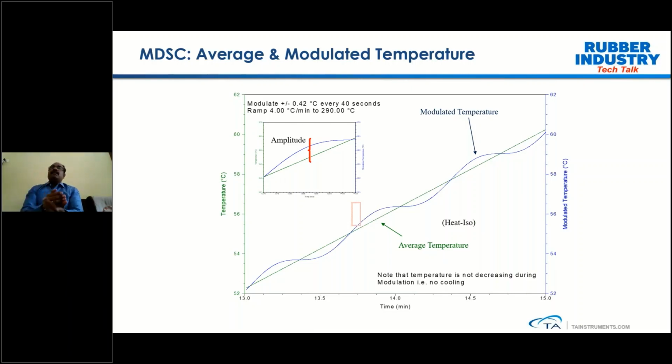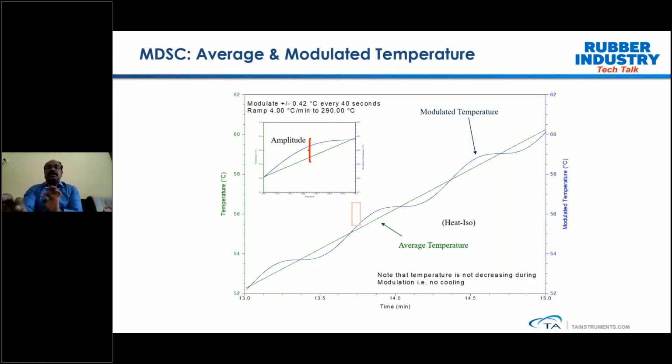In MDSC, again just like modulated TGA, in modulated DSC, instead of applying a linear ramp, we are applying an oscillatory temperature ramp at a fixed amplitude and period.